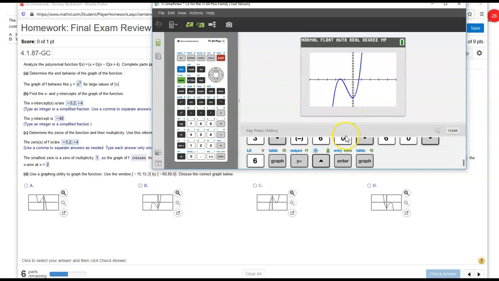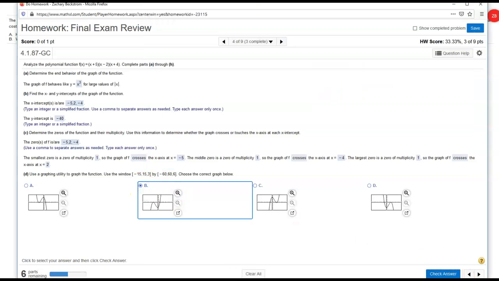All right, and here's what the function looks like. It looks like it could cross 1 or 2 points here, but we already know that it crosses at 2 points, one here and one slightly over there. So that should be the -5 and the -4, and then again over here at 2. Looking at these graphs down here, it definitely looks like this B here.